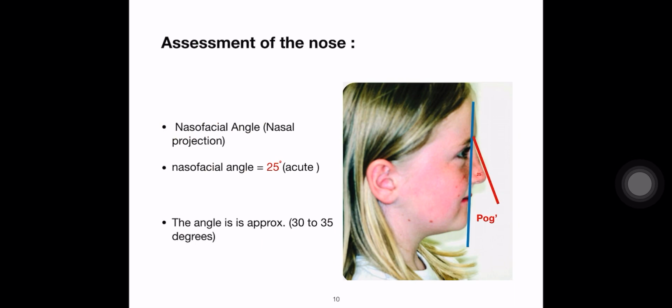Assessment of the nose. Nasofacial angle, we can measure it by drawing a line from the glabella to the pogonion with a line along the axis of the radix. The normal value is from 30 to 35 degrees. We can see here the nasofacial angle decreased by 5 degrees from the normal value.